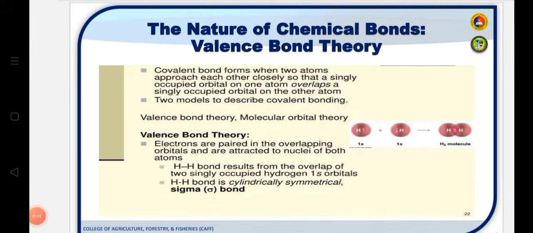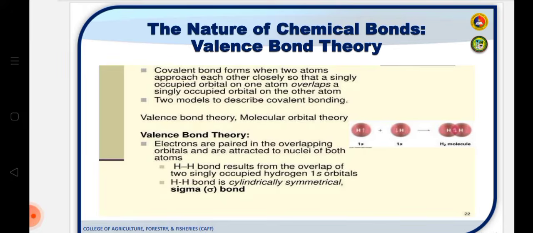Okay, now let's talk about how covalent bonds actually form. According to the valence bond theory, a covalent bond forms when 2 atoms come close enough that their singly occupied orbitals overlap. When this happens, the electrons in those orbitals are paired and are attracted to the nuclei of both atoms. A classic example of this is the hydrogen-hydrogen bond in hydrogen gas or H2. Each hydrogen atom has one electron in its 1s orbital, and when they overlap, they form a stable bond.